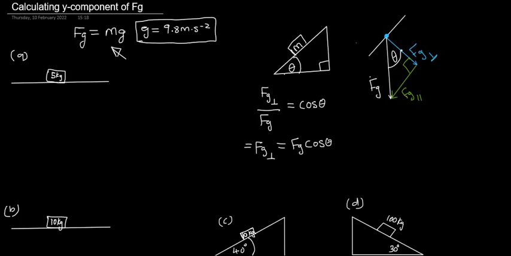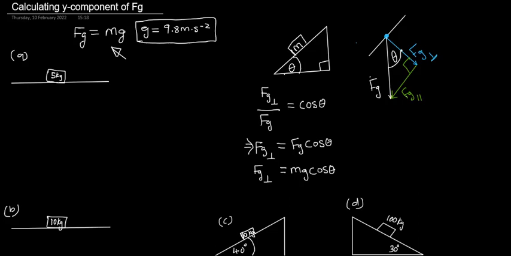Right. So since Fg is mg, we can finally say that to find the perpendicular force of gravity, you need to take mass times the gravitational acceleration multiplied by the cos of the angle theta. Now, we can do the same thing for the parallel force.